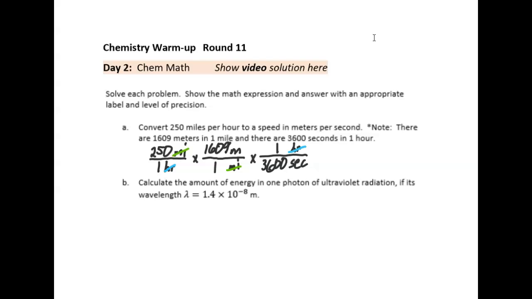second. On a calculator, multiply 250 times 1,609 and then divide by 3,600. The result on the calculator is 111.736.